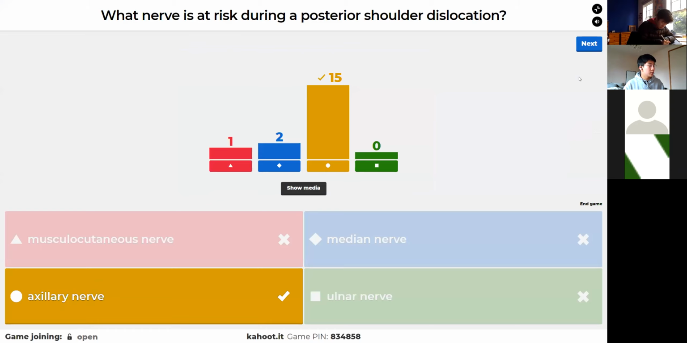So remember that your axillary nerve is somewhat of a special nerve. It runs behind, like posterior to the humerus. So therefore, if you get a posterior shoulder dislocation, it could move it and rip it and cause some pathologies there. The other nerves are more anterior, so they won't really get affected there.